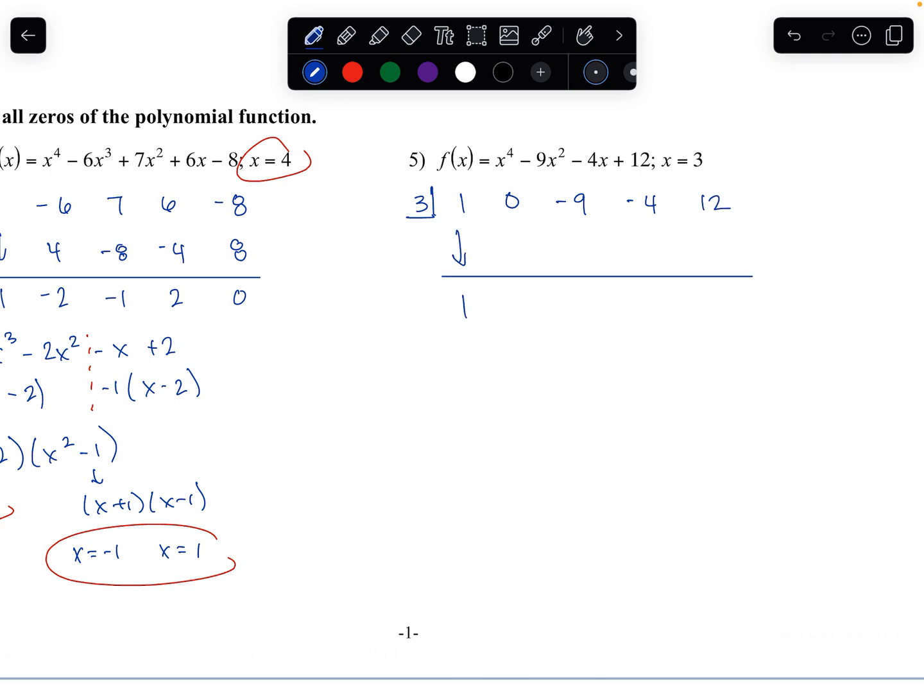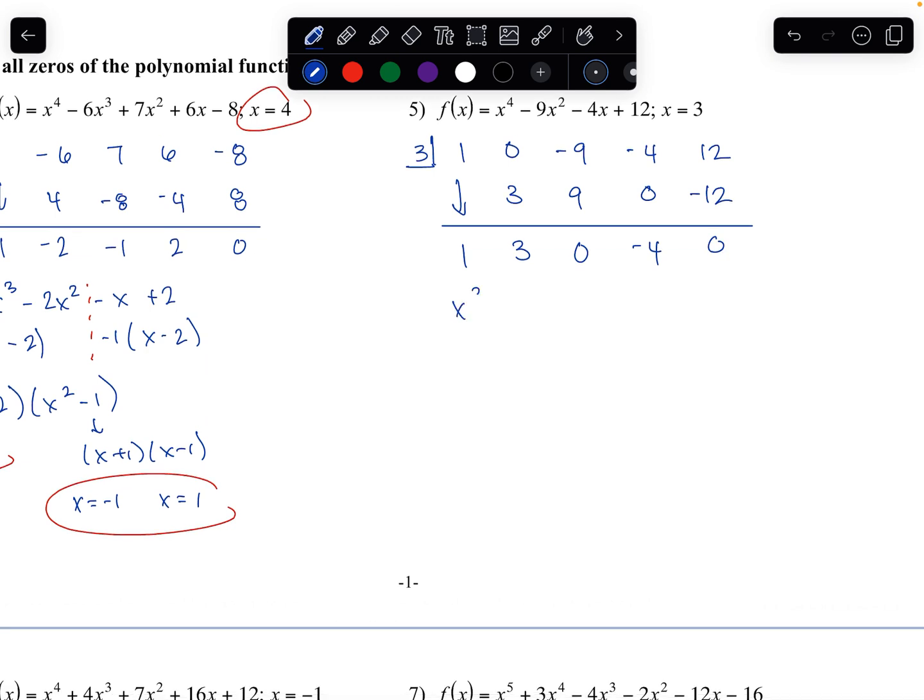Drop the 1. 1 times 3 is 3. Add 3. That's going to be 9. That's going to be 0. 0 times 3 is 0. -4, -12, and 0. So this polynomial, x to the 3rd plus 3x squared, and then -4, and that's going to be equal to 0.